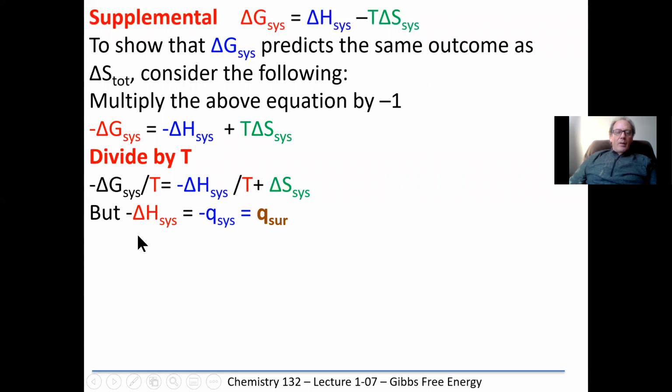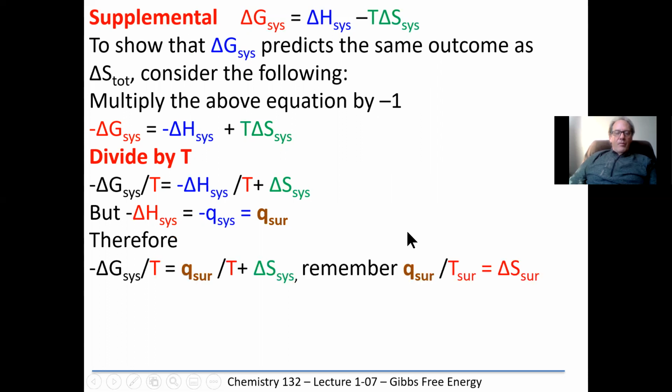Now, you should be aware that delta H of the system, the heat that was generated by the system or heat that flowed into the system, is equal to the Q of the system. But if heat leaves the system and enters the surroundings, the amount of heat that enters the surroundings is equal and opposite to the amount of heat released from the system. So Q surroundings is equal to minus Q system. Therefore, we can look at this equation again for delta H of the system. For minus delta H of the system, we can simply replace it with Q entering or leaving the surroundings.